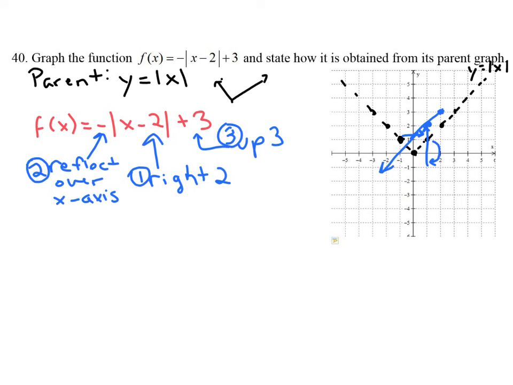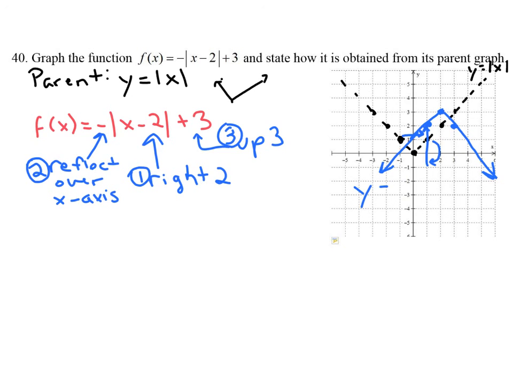Okay, now I need to take a point on the other side of that V. So let me take this point at 1, 1, shift it right 2, so now it's at 3, 1. Reflect it across the x-axis, so now it's at 3, negative 1. And from there, go up 3. 1, 2, 3. So it's going to land at this position at 3, 2. And now connect those dots. And there's my new absolute value graph.